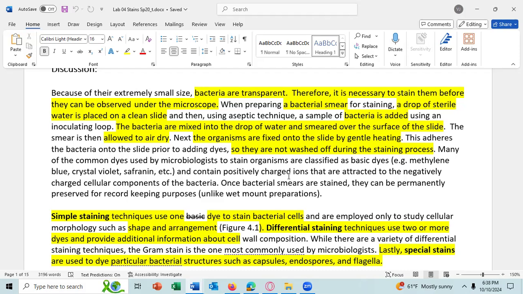You then allow the slide to air dry, and then the organisms are fixed onto the slide by gentle heating. In the lab, we normally have an incinerator, which I don't exactly have here. Let's pretend this bottle of water is an incinerator, and it should be pointed this way with the heat coming out here, but I'm going to have to go this way because you can't see the bottle of water. Can you even see the bottle of water?